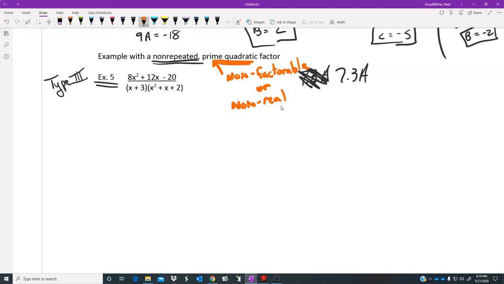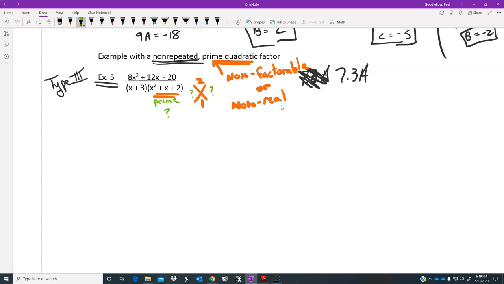Now, in this one right here, you can definitely see that the non-factorable piece we're focused on is going to be this quadratic right here. If we start thinking about the x pattern on this one, there is no way we're going to come up with any factors that multiply to 2 but add to the number 1. So this guy right here is definitely a prime quadratic factor.